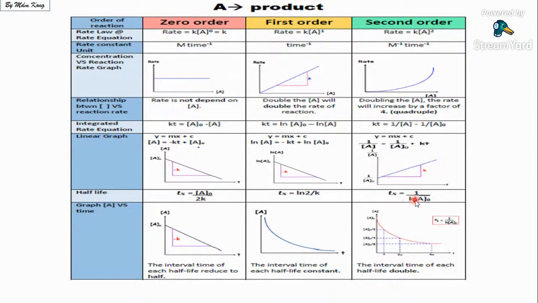Okay, half-life formula, and then this is the concentration versus time graph. Just now, for this one the interval is constant. This one doubles up. For zero order, the interval time of each half-life is reduced to half. Okay, that's all for 1.1.